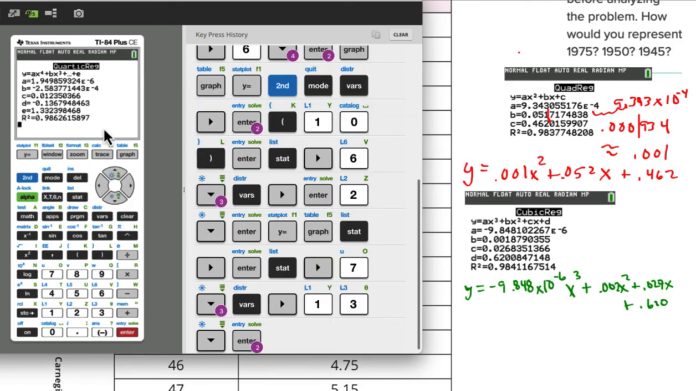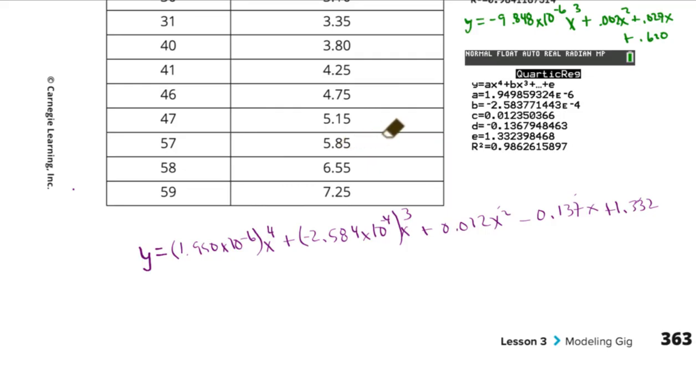And wow, check this out, 0.986. This looks like it's going to be our winner, right? So let's write these numbers down. And oh my goodness, look at that equation. And so some things I want to point out.